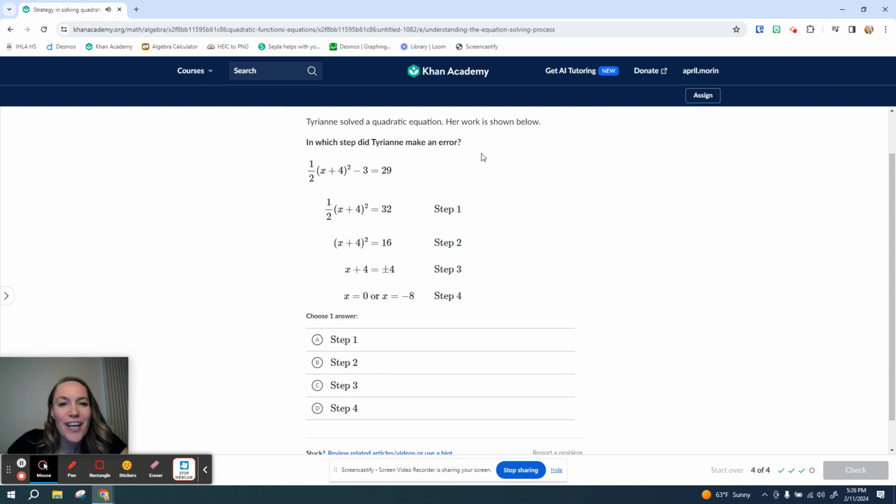Not too tricky. Okay, where did they make an error? Okay, again, I don't know. Okay, we can do this. Plus 3, that 29 plus 3 would be 32. So we're good there. Now we need to multiply by the reciprocal of 1/2, which is 2. 32 times 2 would be 64. Oh, she didn't write 64. She actually divided by 2, which would not be correct. So she made her mistake in step 2.